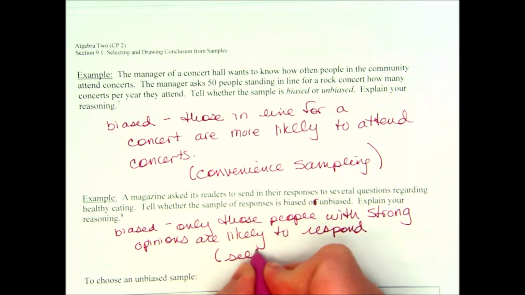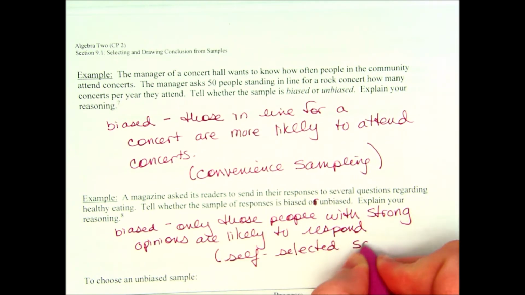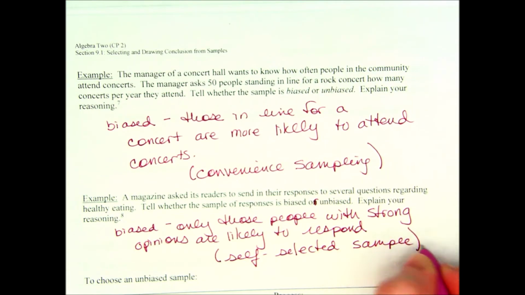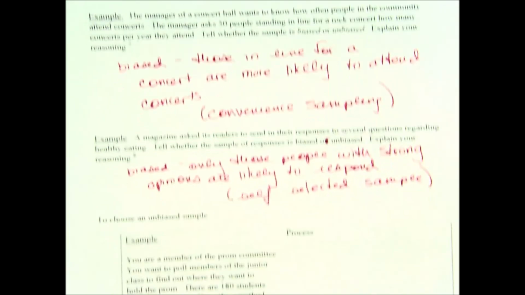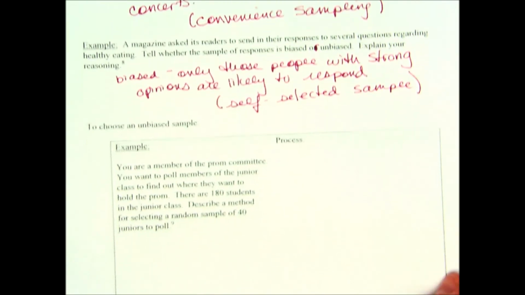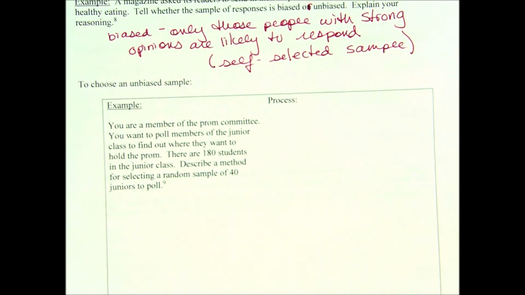And this is a self-selected sample, because you're choosing if you're going to be included in the sample or not. So we want to talk about how to choose a good, unbiased sample that truly is representative of the entire population. Let's say you are a member of the prom committee and you want to poll members of the junior class to find out where they want to hold the prom.